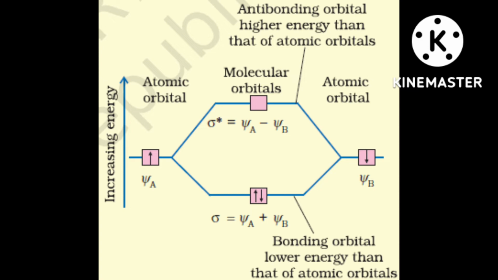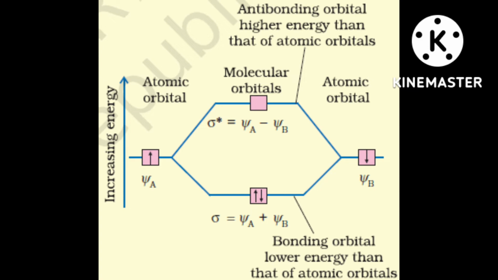When electrons are between the nuclei, it is called bonding. That is the meaning of bonding and anti-bonding. In bonding, both atoms combine, so a plus sign comes. When they are far apart, a minus sign comes. Psi A plus psi B is called bonding, and psi A minus psi B is called anti-bonding. This is the main thing I have briefed you on.